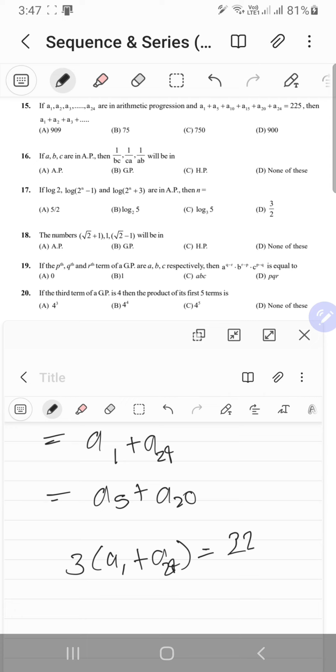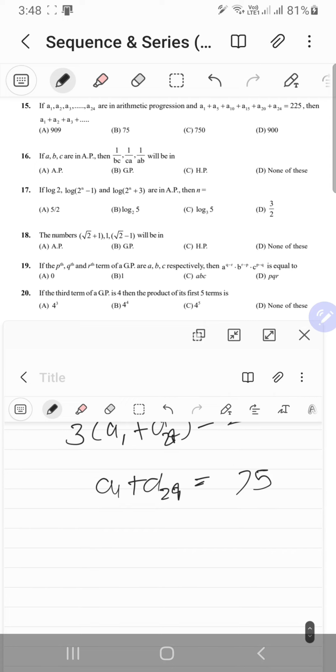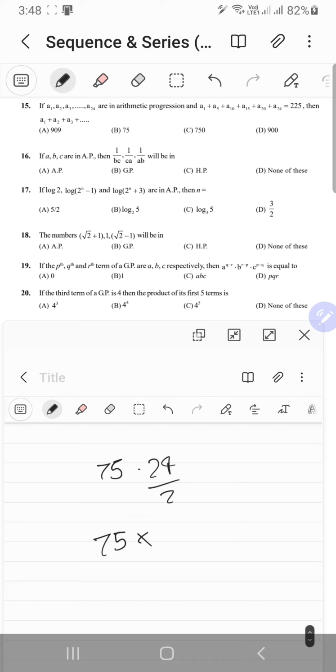That's 225. So a1 plus a24 is 75, I think. So this sum will just be 75 into the number of terms, which is 24, upon 2. So it's 75 into 12. Which is, 75 into 4 is 300, and that into 3, so 900.